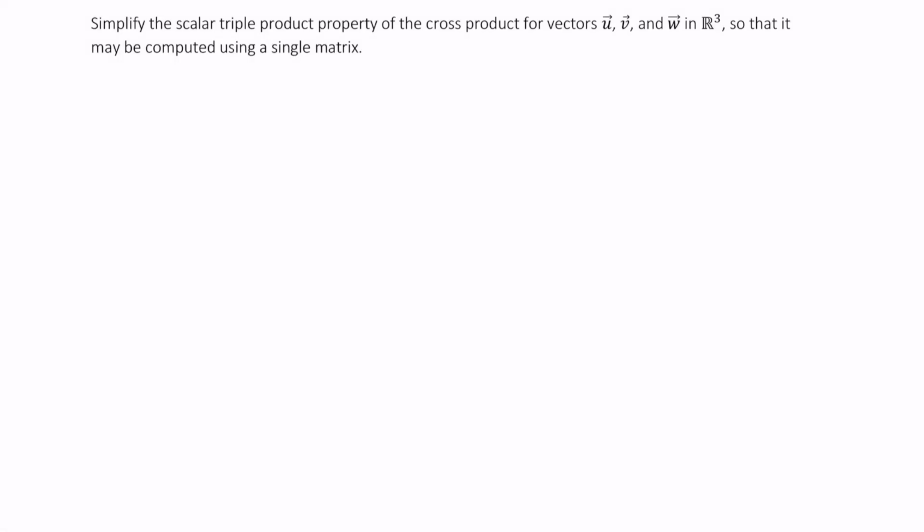Welcome. In this video, we're just going to simplify our scalar triple product property of the cross product so that it could be computed using a single matrix. Now, this was a giant mouthful of words, so all I really mean by this property is the dot product of one vector, u, with the cross product of vector v and w. So that's what we're going to simplify.